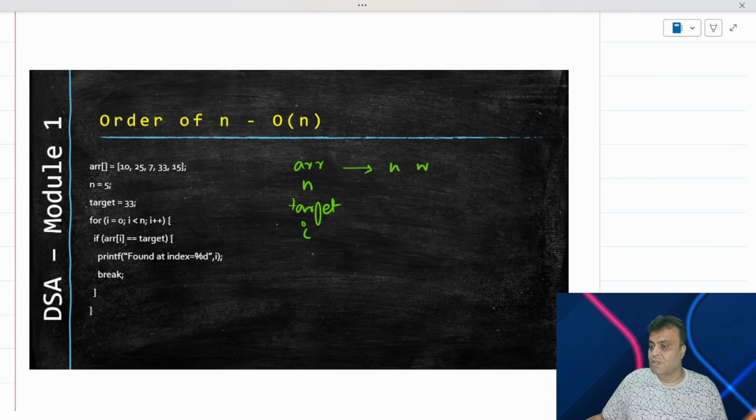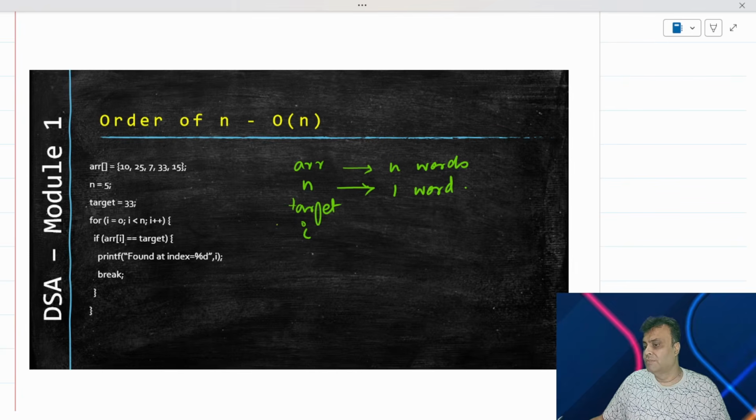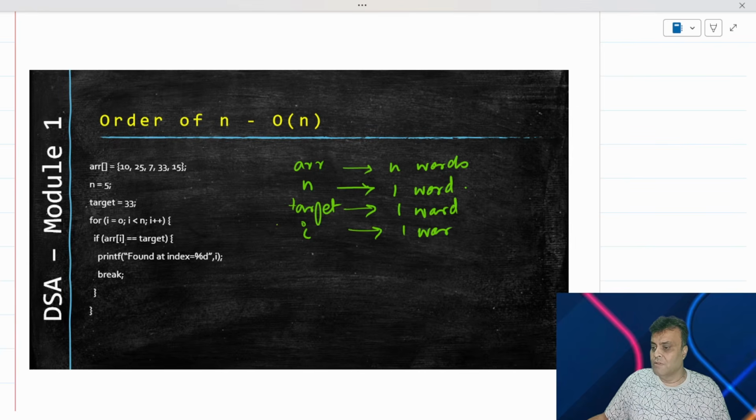ARR will take n words, right? More number of n's, more number of space. n will take one word. To define n, we need one word, right? Number, that is 5, we need one word. Target, we will need one word. i, we will need one word. Total number of words required is n plus 3.